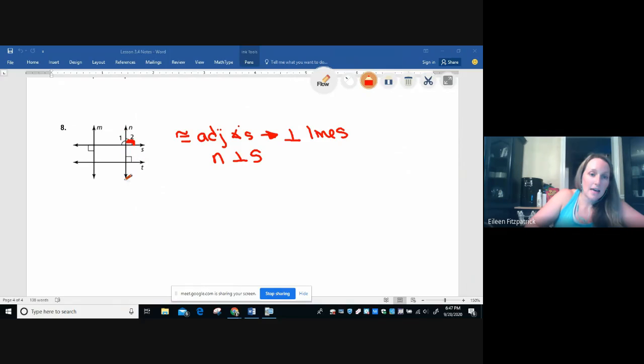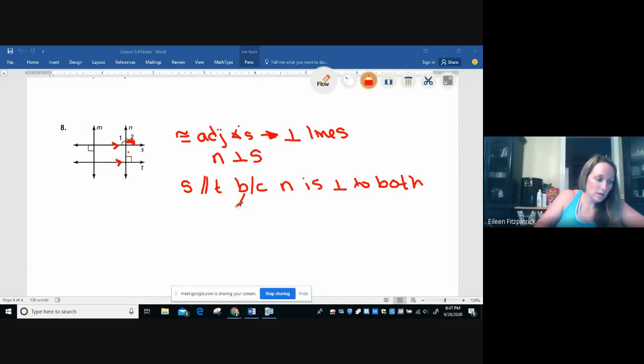Then, since I see that N is perpendicular to both S and T, I know that S and T have to be parallel to each other. So I can say that S is parallel to T because N is perpendicular to both. That again is using that lines perpendicular to transversal theorem.